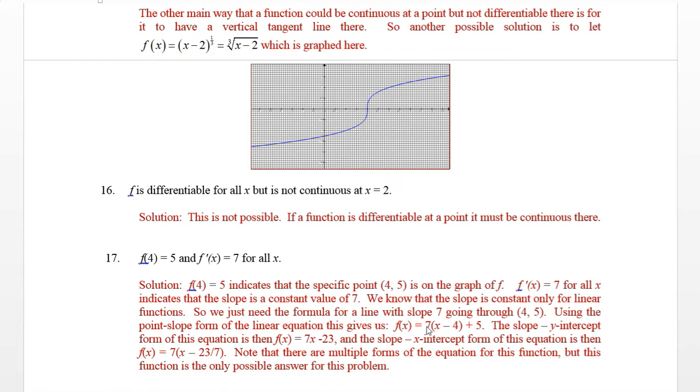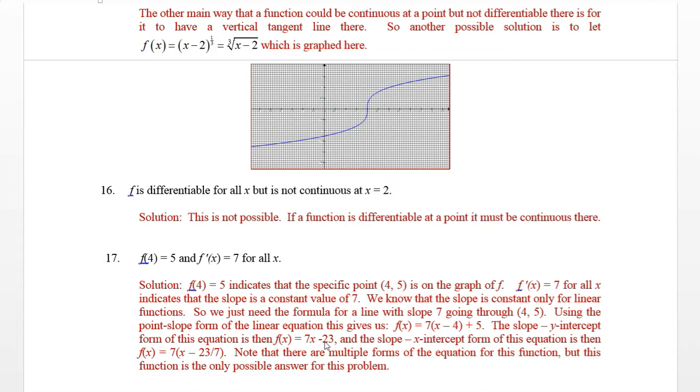There's a couple ways to write the equation. One way is this way. The slope, f prime, which is the derivative, is 7, times x minus the x value, 4, call that a, plus f of a, the corresponding y here, 5. So this goes through the point (4, 5) and has a slope of 7. Now you could also do some other ways. For example, you could distribute the 7 here and combine like terms to get f of x equals 7x minus 23.